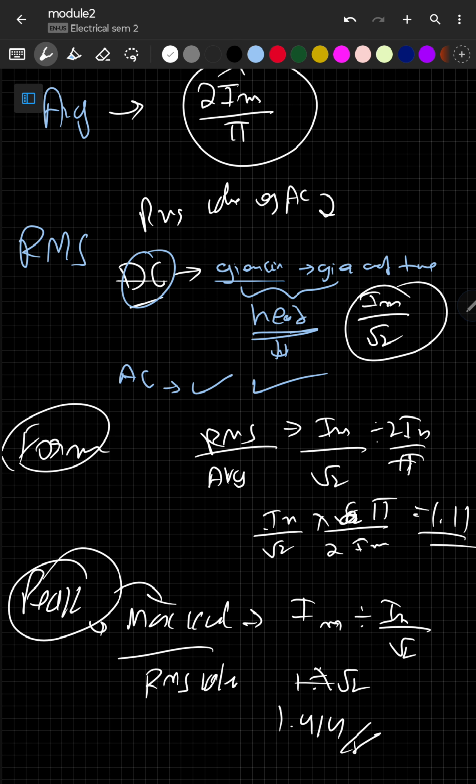Next is peak factor: maximum value by the RMS value. In peak factor, average will not come. If you know 1.11 and 1.414, fine; if you forget, you can try to get it from Im by root 2.